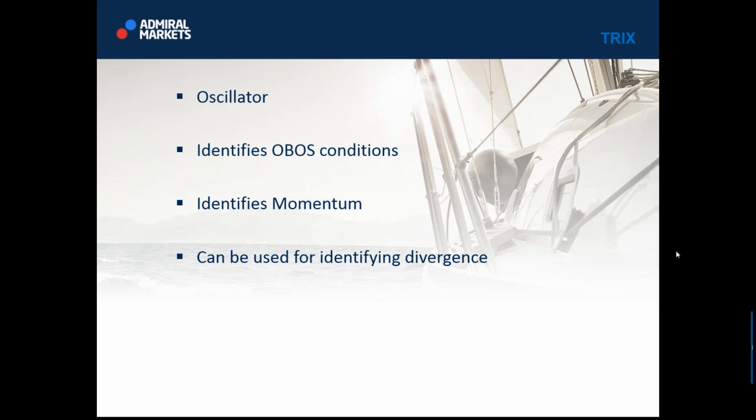But also, one of the advantages of the Trix indicator is that because it's an oscillator, it can definitely help you in trading momentum. It can help you to find overbought and oversold conditions. It also can be used for identifying divergence. Today, because we have the first session about the Trix indicator, we will be using it for signal purposes. So basically, we will be using it for taking the entries in the market.